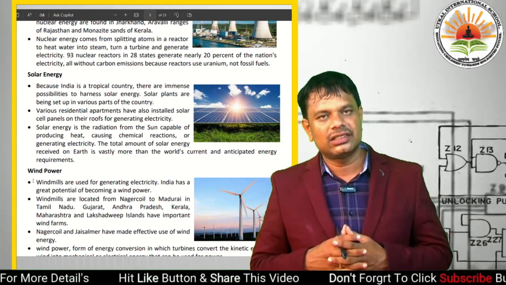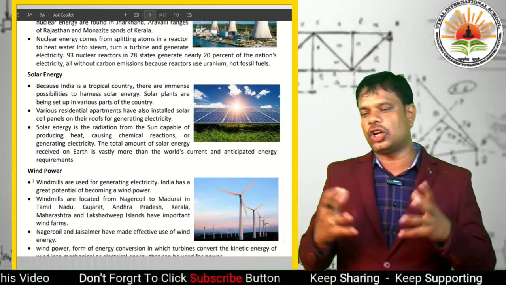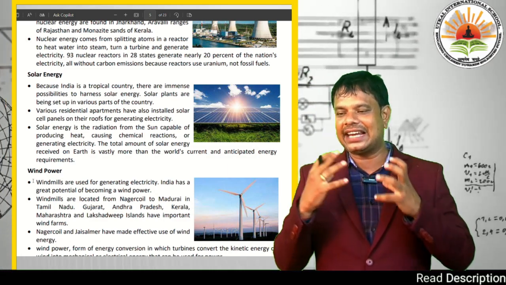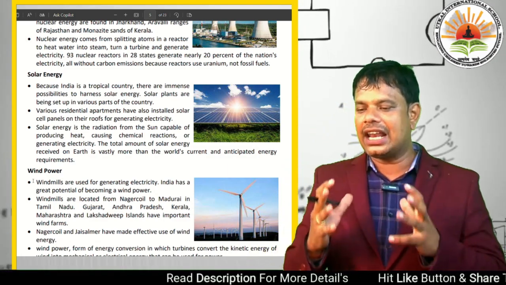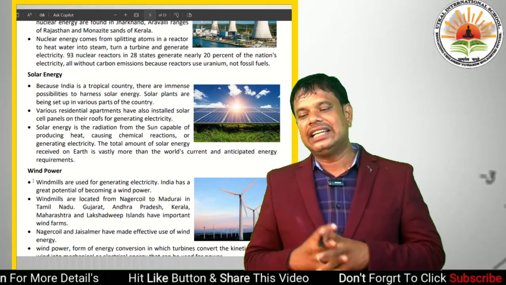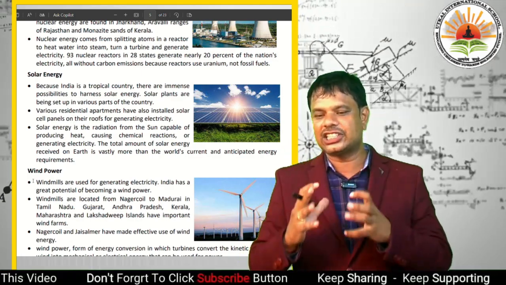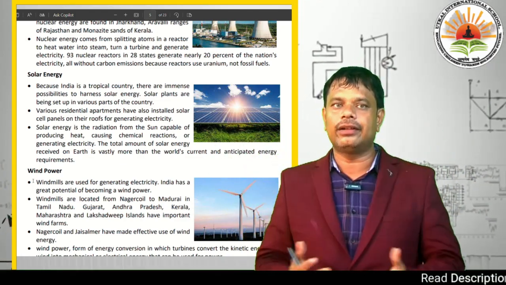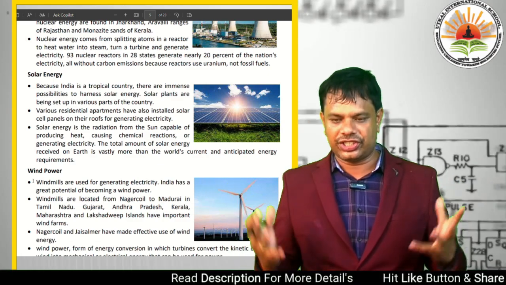Solar energy is the radiation from the sun capable of producing heat, causing chemical reactions or generating electricity. The total amount of solar energy received on earth is vastly more than the world's current and anticipated energy requirements. It is a vast energy.